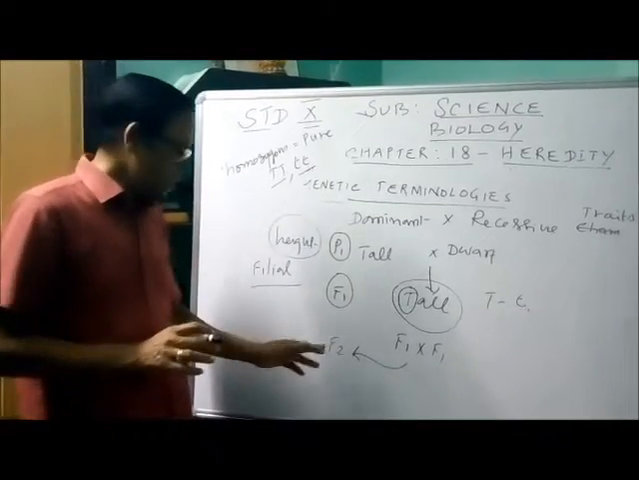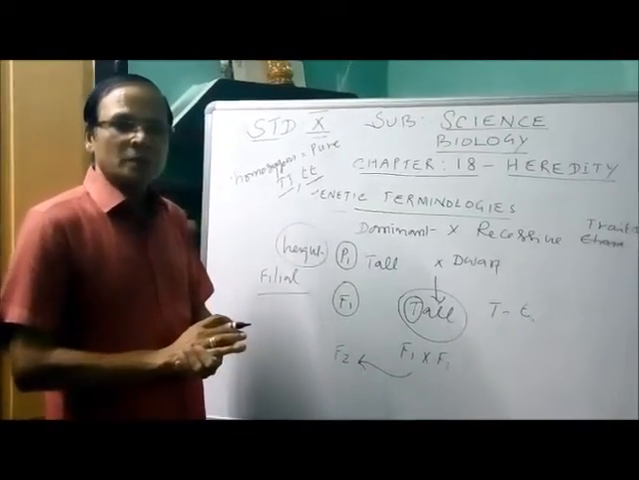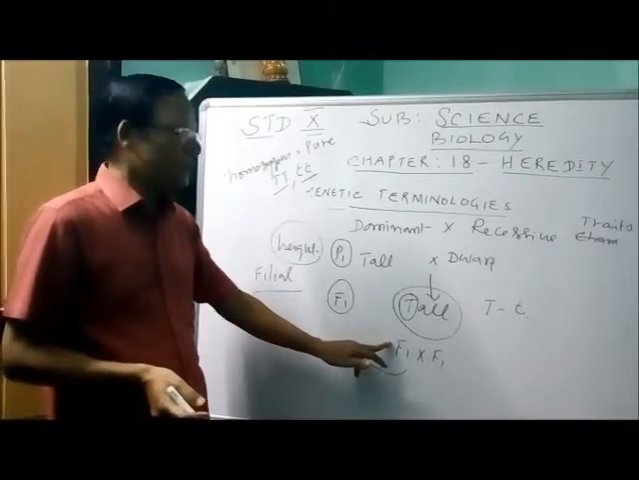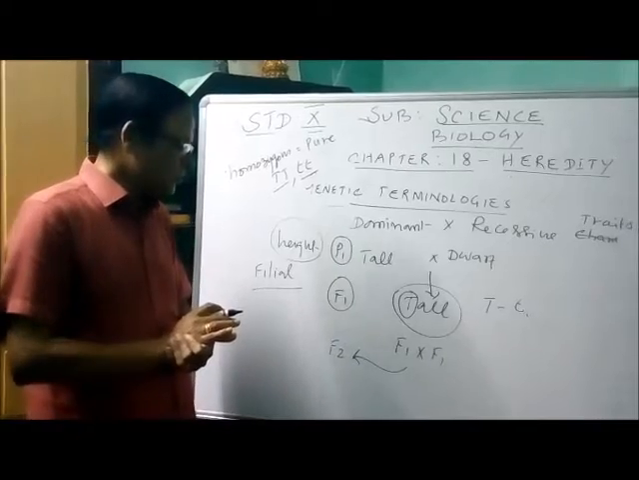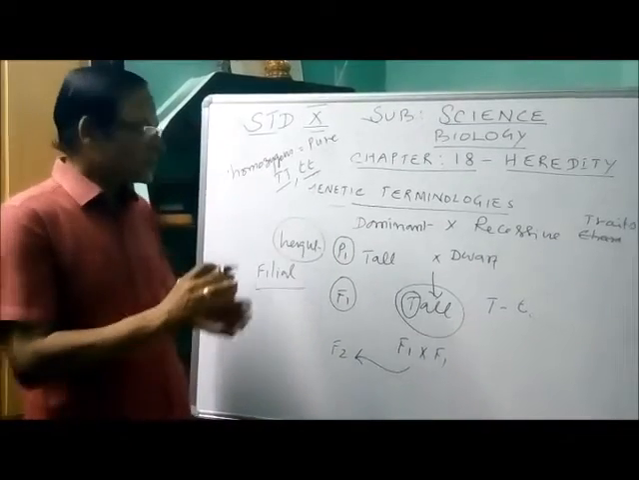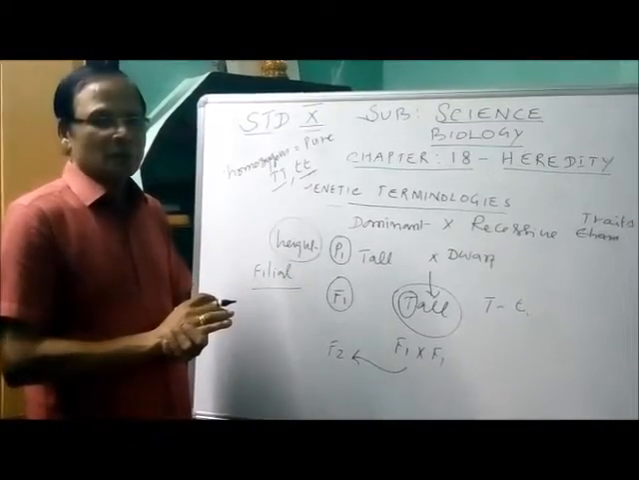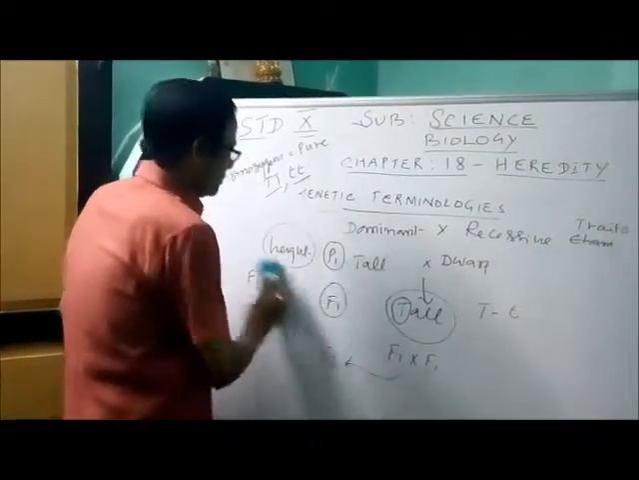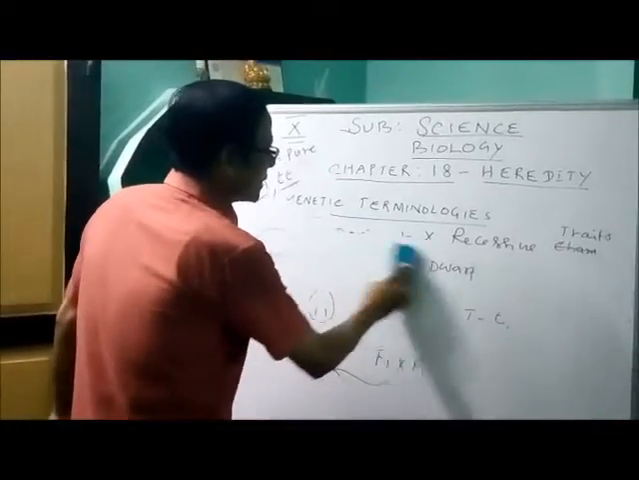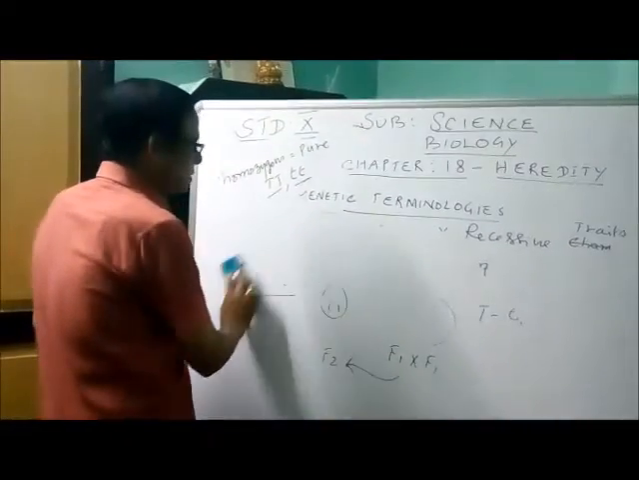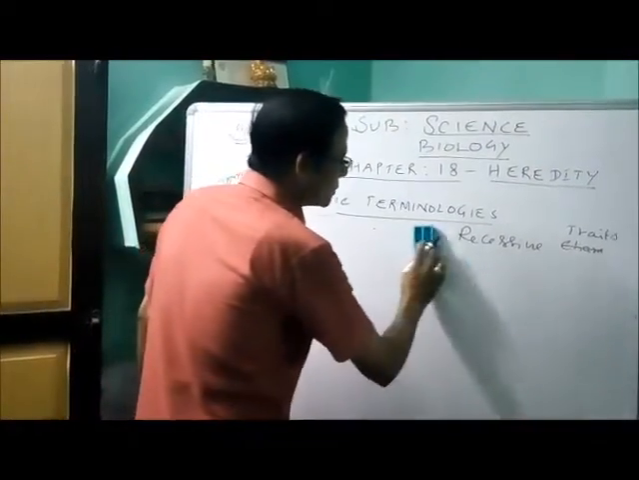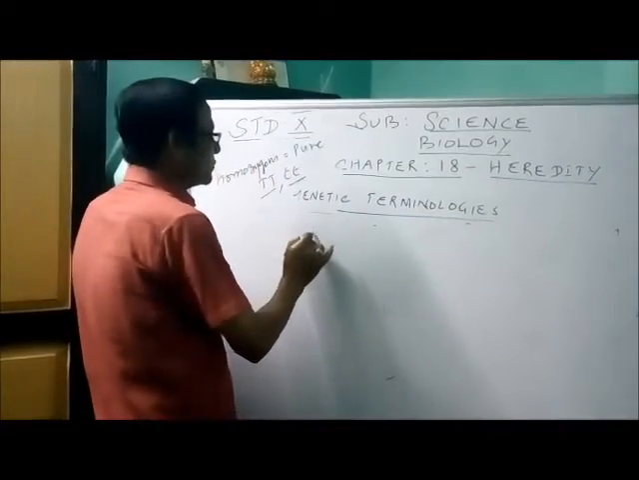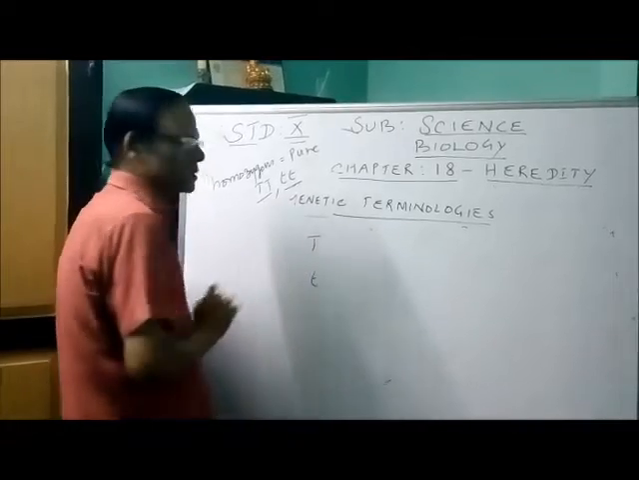So the generation which results from the self-pollination or self-fertilization of F1 individuals constitutes the F2 generation. So these are some of the terminologies. Now, you have the genes, either the dominant gene or a recessive gene, also called dominant factor or recessive factor. This is a dominant factor, this is a recessive factor.